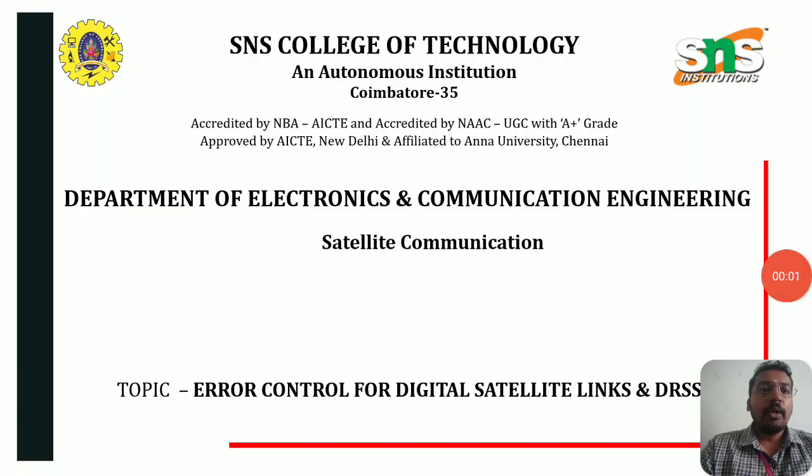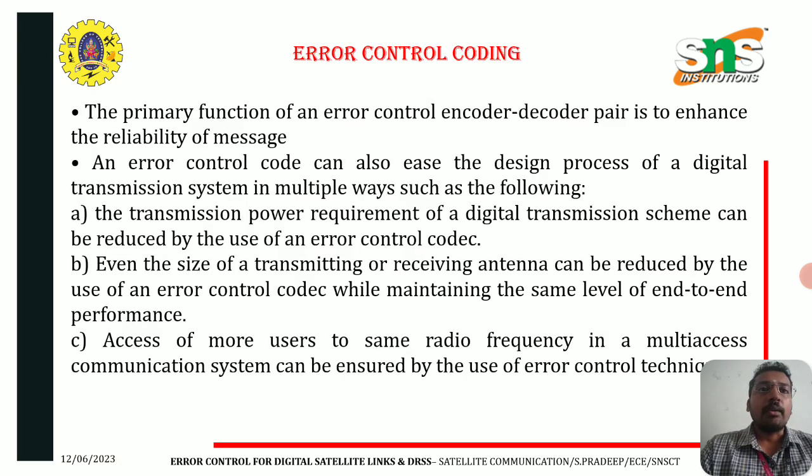Hi, today we are going to see about error control for digital satellite links and DRSS. Error control coding. The primary function of an error control encoder-decoder pair is to enhance the reliability of the message.